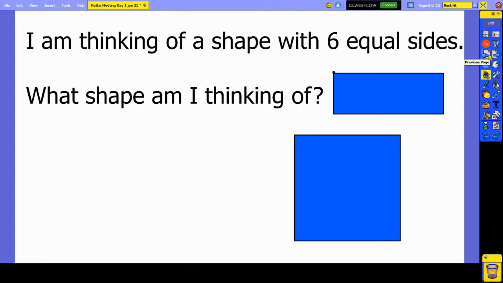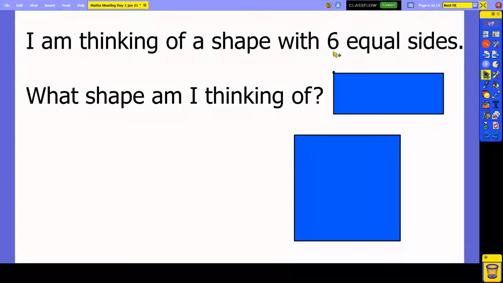Okay. I am thinking of a shape with 6 equal sides. What shape am I thinking of? Could you please write the word and or draw a picture? So I am thinking of a shape with 6 equal sides. What shape am I thinking of? Pause the video if you need to have longer to do your writing and drawing.